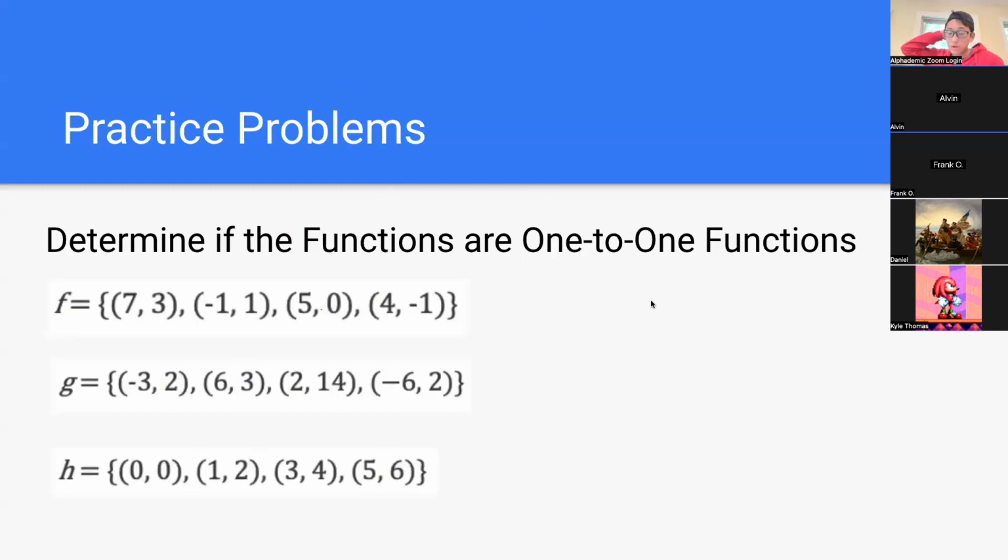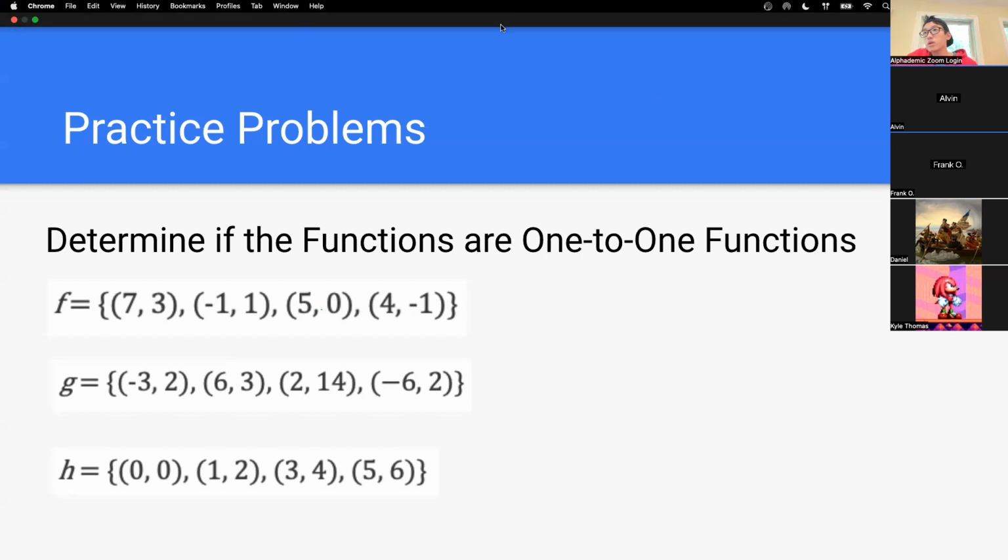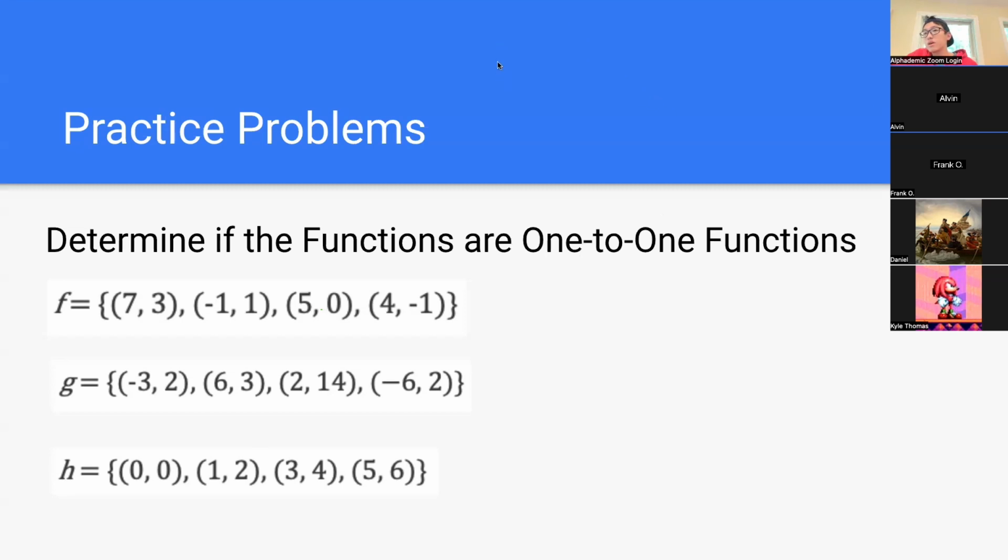All right, so here are some practice problems for you guys to work on. These three determine if the functions are 1-to-1 functions. Let's take 3 minutes to work on these. Remember, functions are 1-to-1 if every x value corresponds to only one y value, and every y value only corresponds to one x value. All right, let's take 3 minutes, and then just put your answers in the chat box.